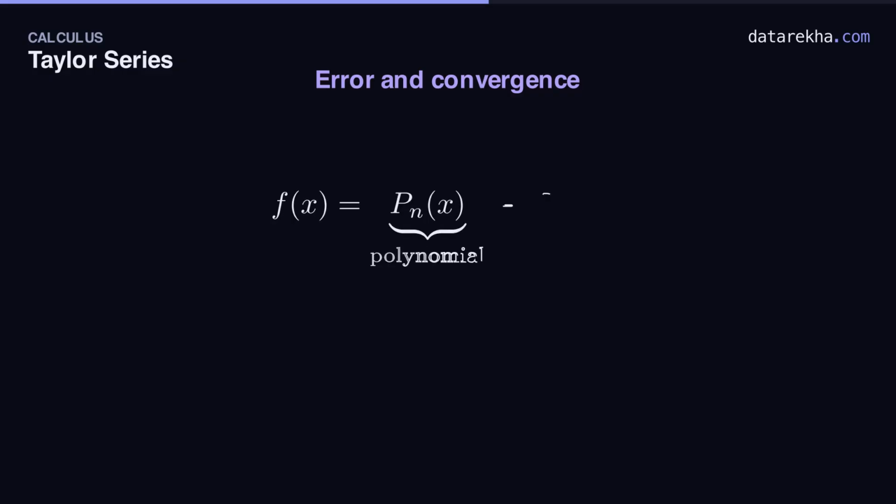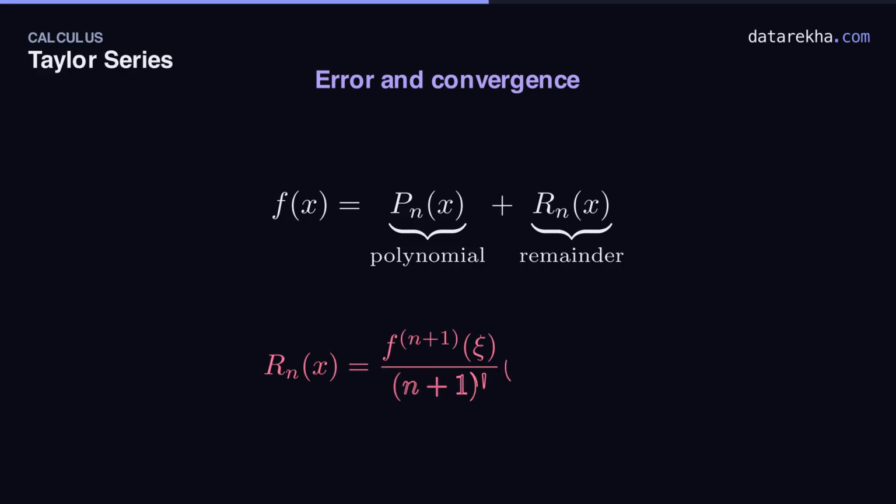Now the honest fine print. When you stop after n terms, you're keeping a polynomial and throwing away an infinite tail. That discarded tail is the remainder, the exact error of your approximation. There's even a clean formula for it, the Lagrange remainder, the very next derivative at some point between a and x over n plus 1 factorial times x minus a to the n plus 1.